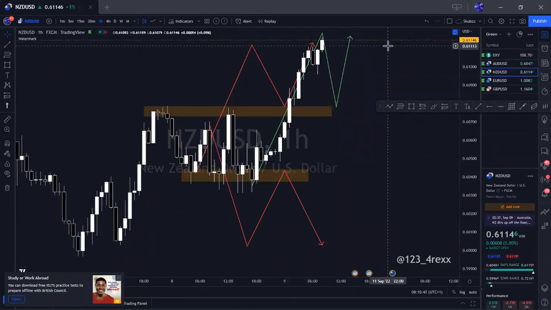Now, these areas I'm plotting are for price to react from. If you don't see any entry criteria or any signs that price will actually continue in that direction, don't enter the trade. Don't waste your money on poor setups. Wait for the high quality setups.